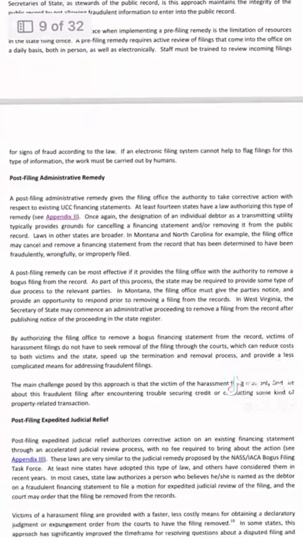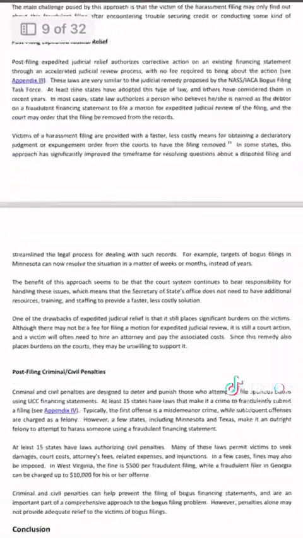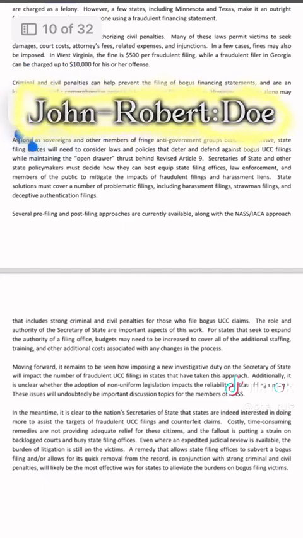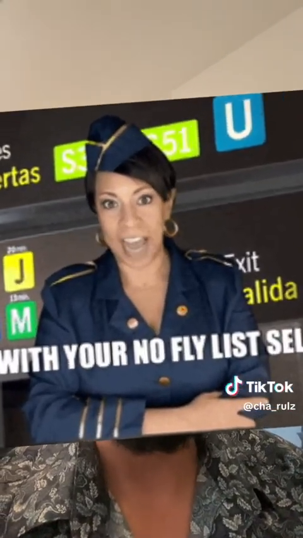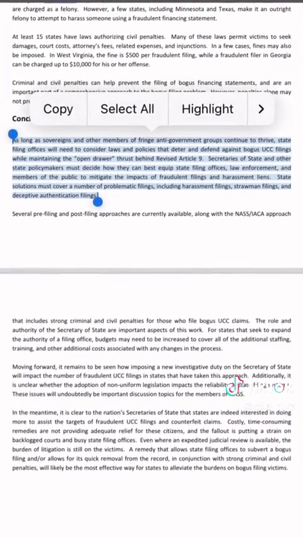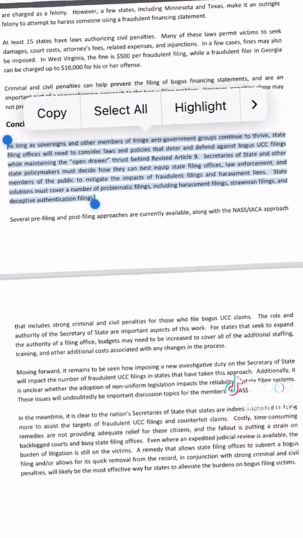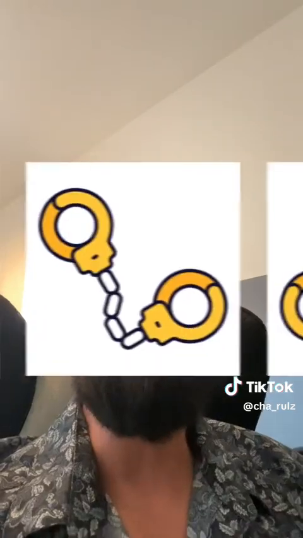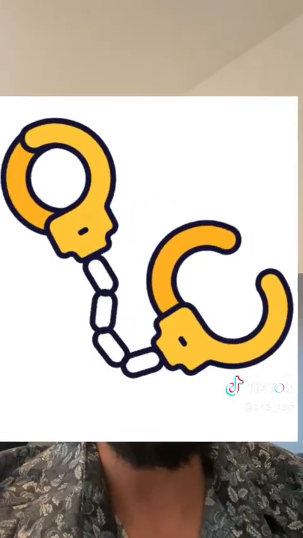The name of the secured party, the physical individual, is often spelled with initial capital letters only and a comma or semicolon before the surname. Example, John-Robert; Doe. This is done because you can't actually have the same entity name for the debtor and the creditor and think that it's even going to fly through a UCC filing office. Several pre-filing and post-filing approaches are currently available, along with the NASS IACA approach, that include strong criminal and civil penalties for those who file bogus UCC claims.